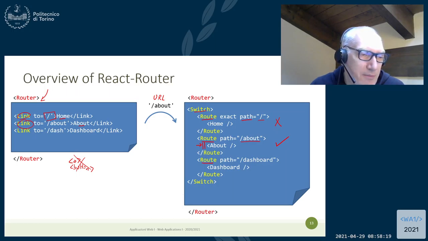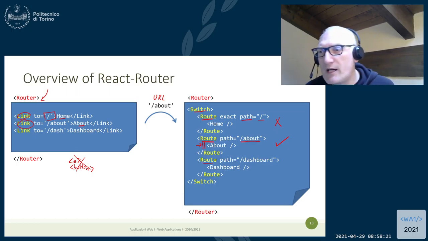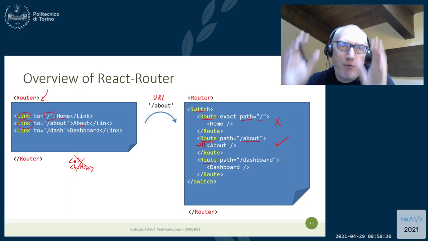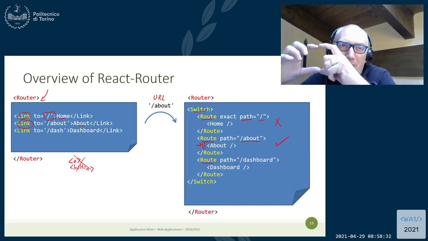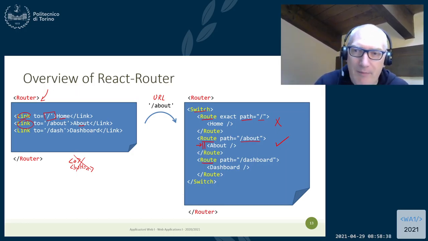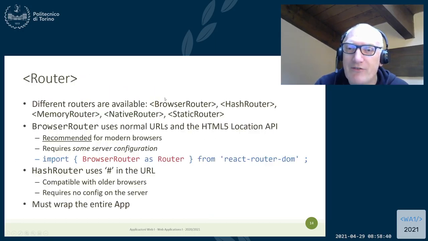Dario, are the remaining components reduplicated from one path to another? Basically, everything which is outside the route will be rendered automatically. So if you don't put a route component, everything works normally. If you put a route component, that will be rendered selectively, only if the match is good. Okay? But let's go to the details of the different components.